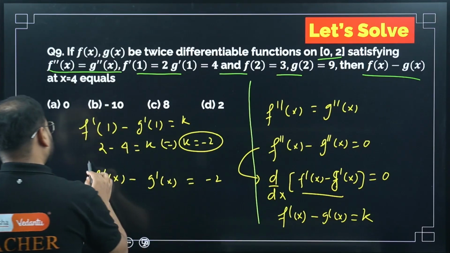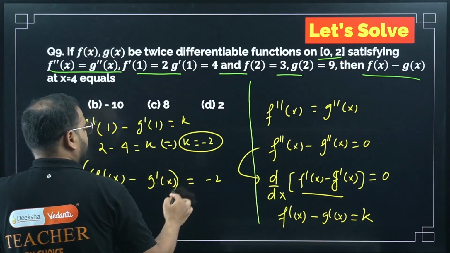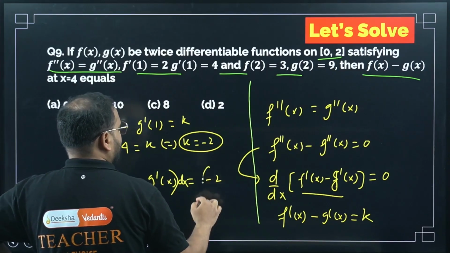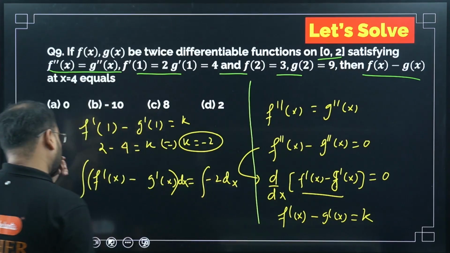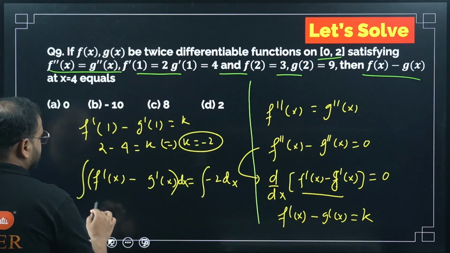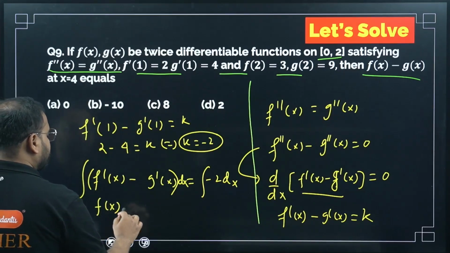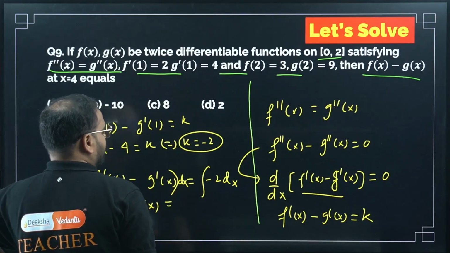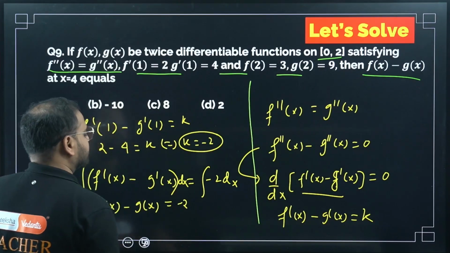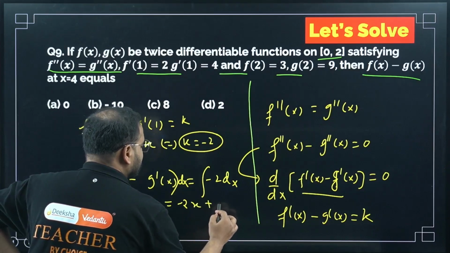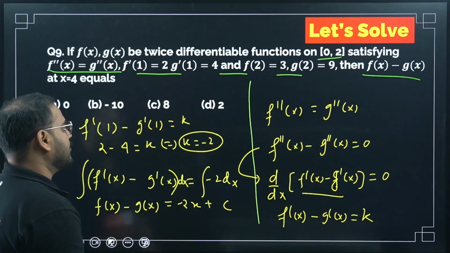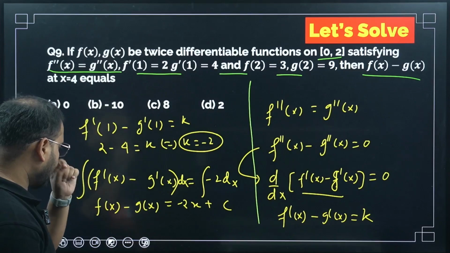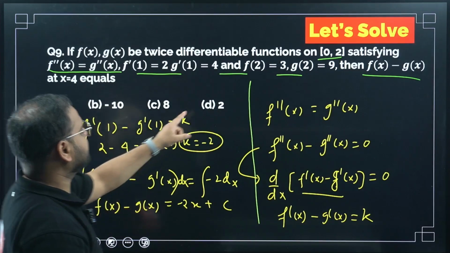I'm asking you to integrate this with the dx, and this also with the dx. What are you going to get? You're going to get over here simply f of x minus g of x, and over here you're going to get minus 2 times x plus the constant, let's say c. Okay. Now check here, I have f(x) value given for something.